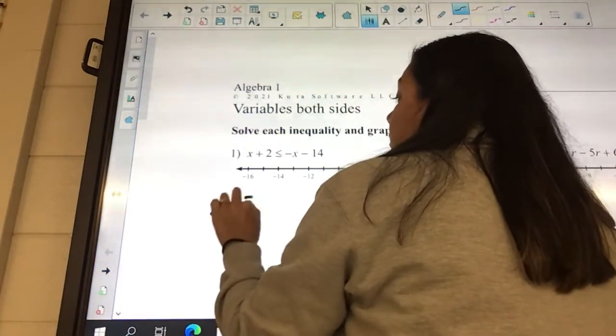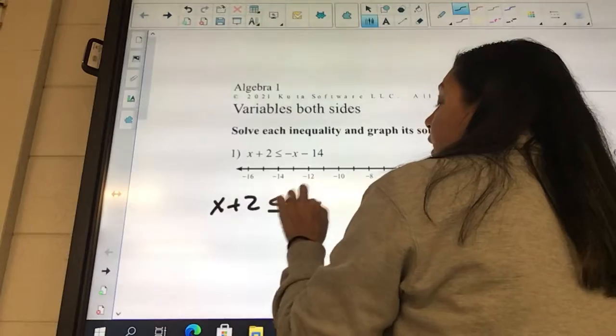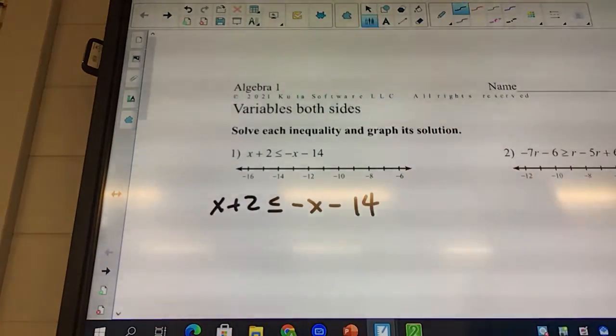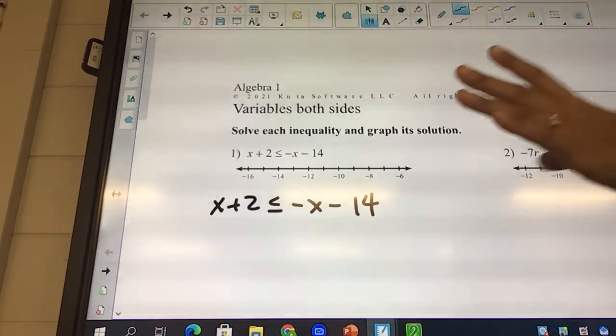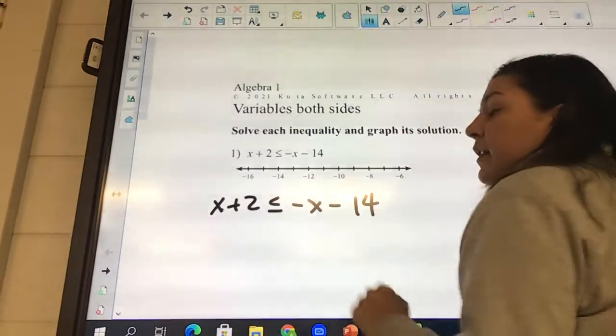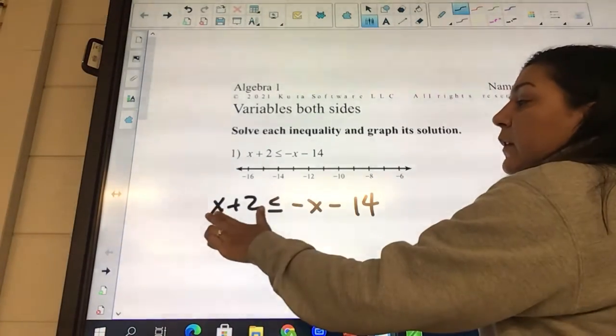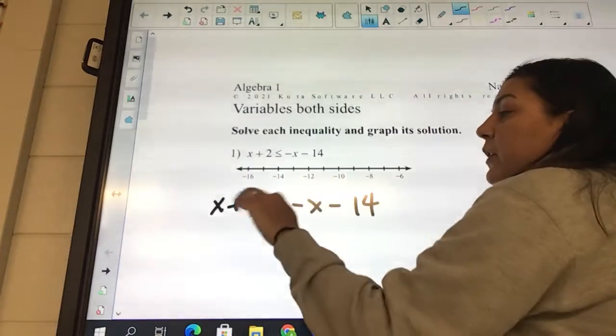x plus 2 is less than or equal to x minus 14. Okay, so our whole goal is to get the letters on the left and the numbers to the right. What needs moved? Is the x a letter or a number? Letter. And so it's on the left, so we don't need to move it.